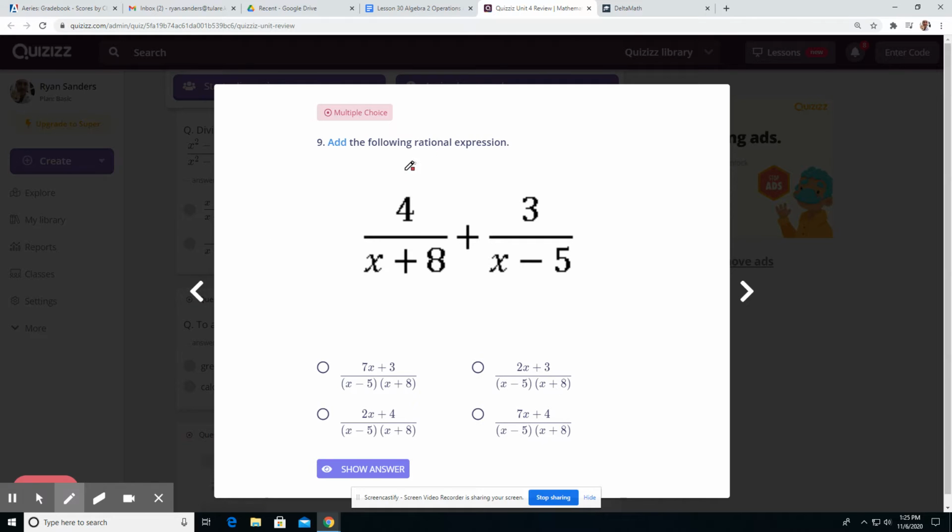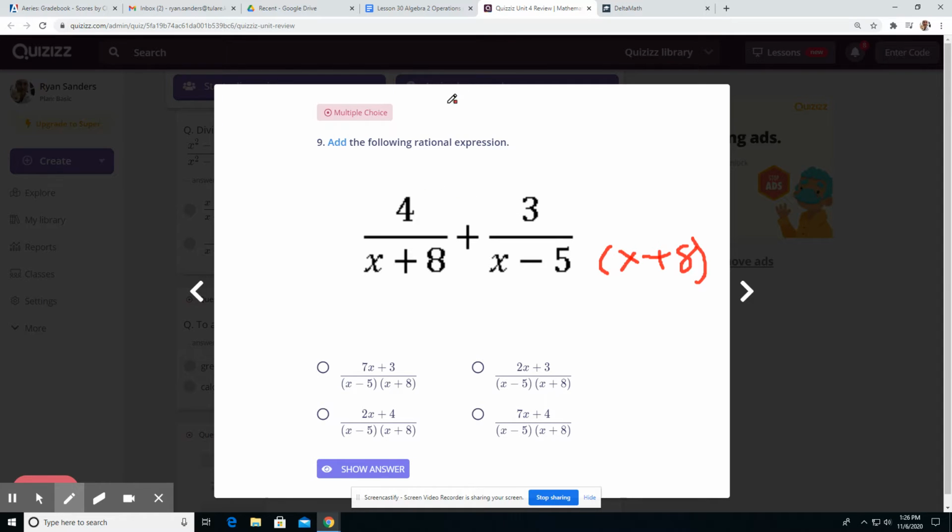Add the following rational expressions. All right, well, we need our common denominator. The trick here is if these bottom numbers are different, and this is an x minus 5, which is different than an x plus 8. Remember, the plus or the minus sign trap the letter. So these are both trapped. They're both different. We usually just multiply them together. So this one is missing the x plus 8.